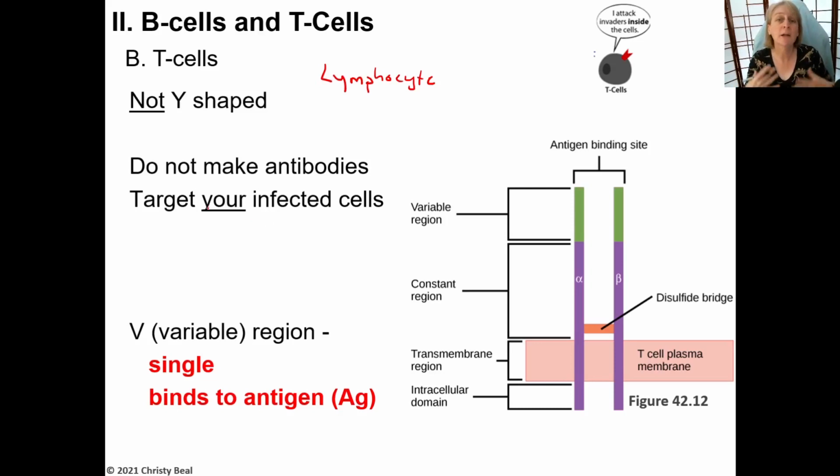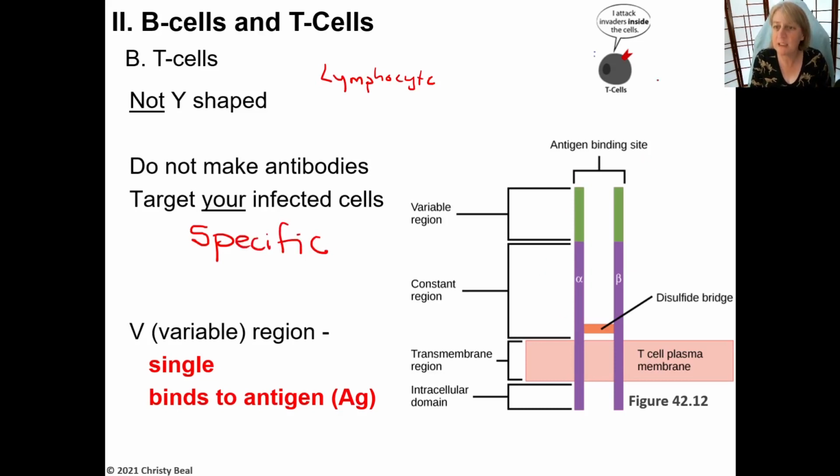Now, we've talked about a couple of non-specific things that attack your cells that are yours, like natural killer cells that non-specifically kill your cells. These target your infected cells, but they are specific. Now, they have some similarities to the B cells.